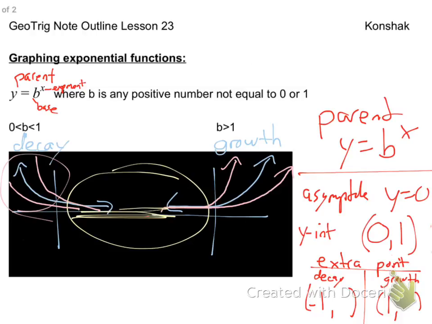To graph an exponential growth or decay graph, I'm only asking for three things. An asymptote, which is always going to be y equals 0. A y-intercept, it's always going to be (0, 1). And an extra point that has to be on the tail. If it's decay, it's -1, something. Or if it's growth, I put in 1 to figure out what it is. Okay?